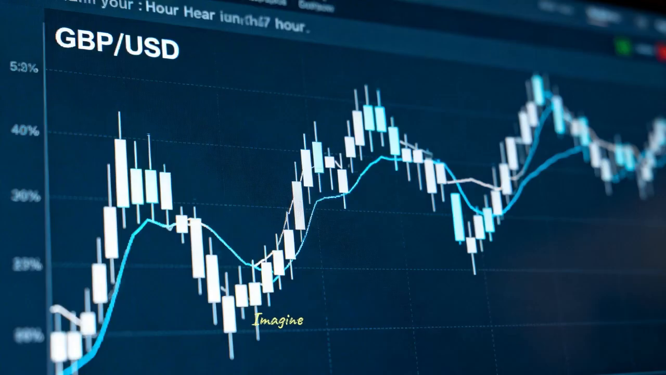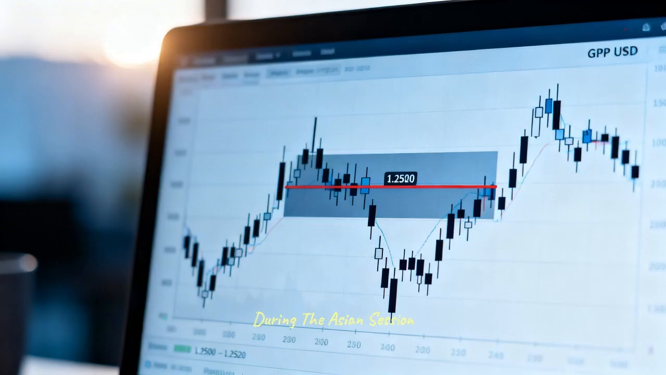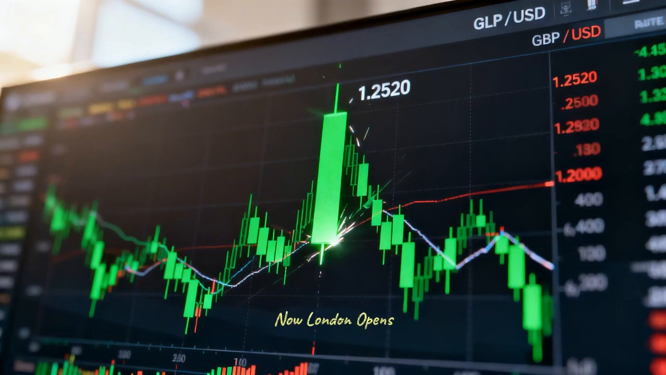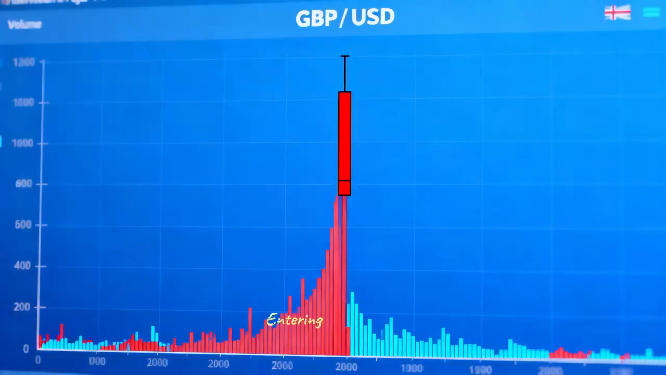Chart example: imagine you're looking at GBP/USD on the 1 hour chart. During the Asian session, price moves between 1.2500 and 1.2520, small candles, no clear direction. This is called a range. Now London opens, price breaks above 1.2520 with a strong bullish candle and high momentum. That breakout shows new volume entering the market.